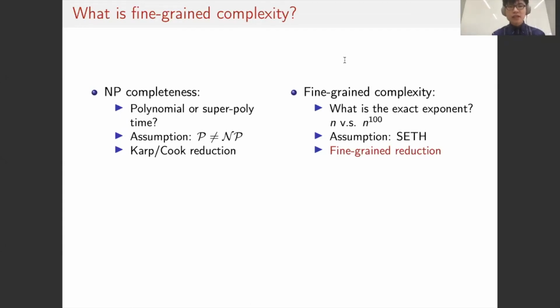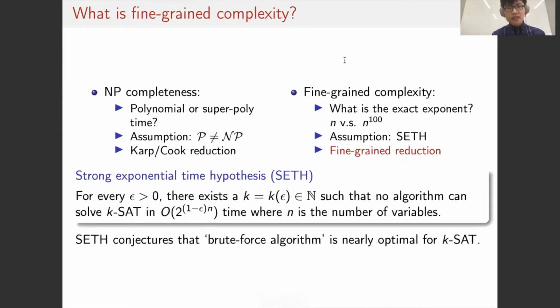On the other hand, both theories share a lot of things. For example, like NP completeness, assume P not equal to NP. For fine-grained complexity, one of the assumptions is strong exponential time hypothesis, which basically conjectures that for QSETH problem, when K is large, the brute force algorithm is nearly optimal. Also, like Karp and Cook reduction for NP completeness, fine-grained complexity uses the fine-grained reduction to study the relation between different problems.